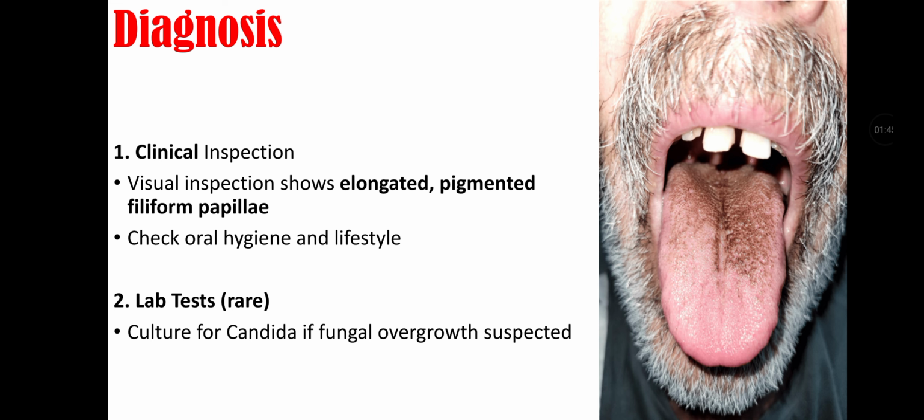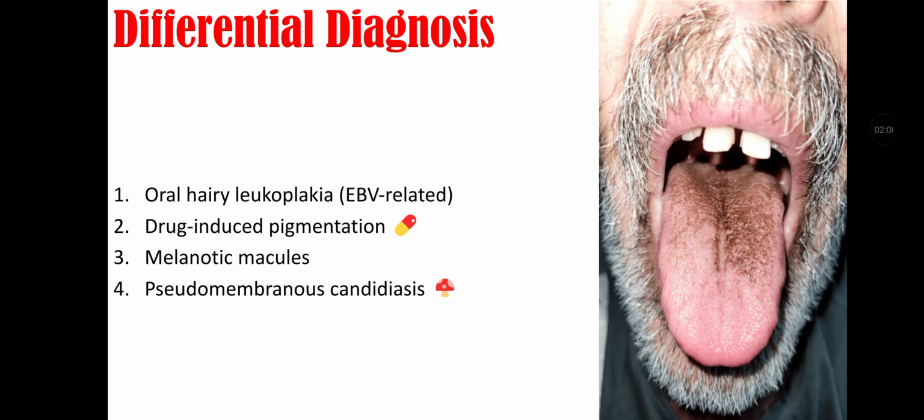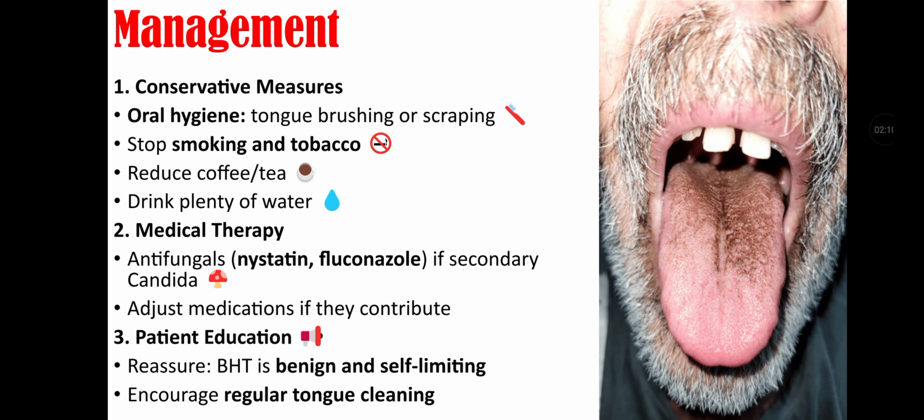Diagnosis of black hairy tongue includes clinical inspection, that is visual inspection that shows elongated pigmented filiform papillae. It is to check oral hygiene and lifestyle. Second is lab test, that is culture for candida if fungal overgrowth is suspected. Then there are differential diagnoses that include oral hairy leukoplakia, drug-induced pigmentation, melanocytic macules, and pseudomembranous candidiasis.